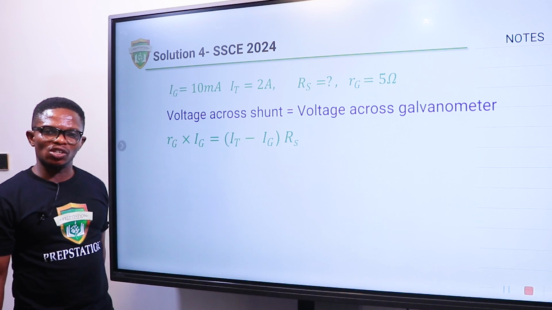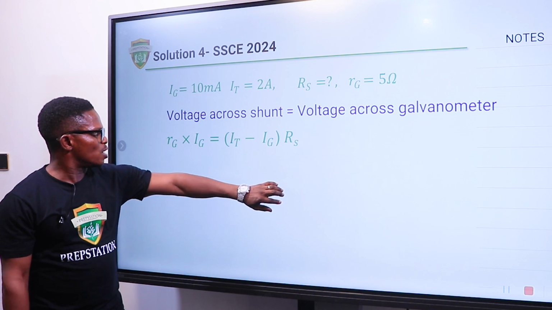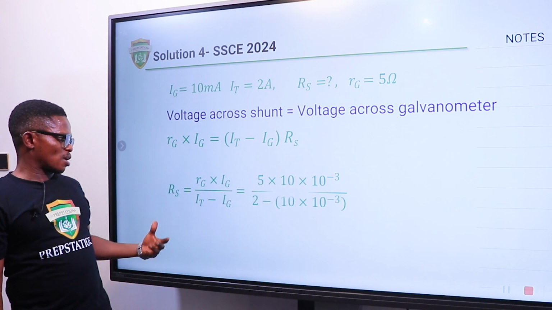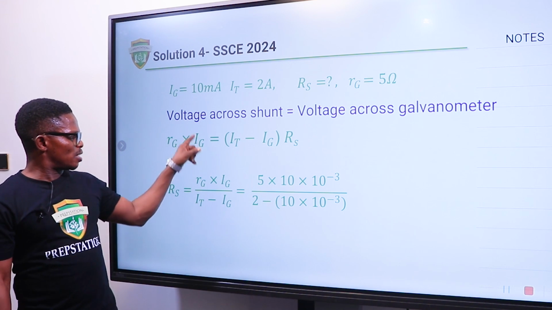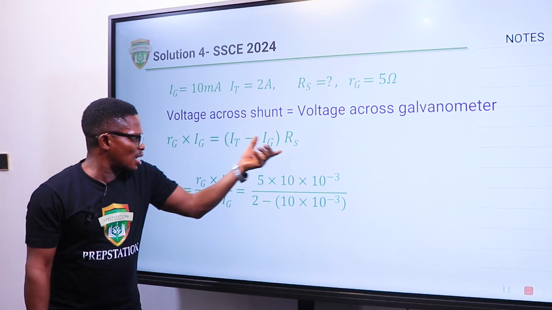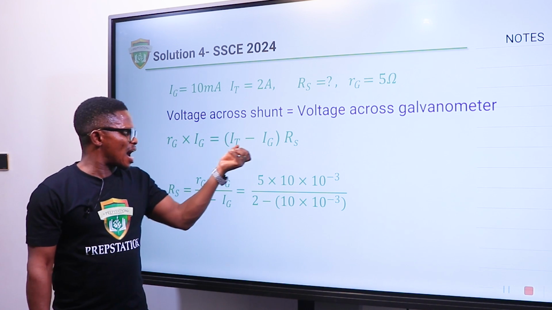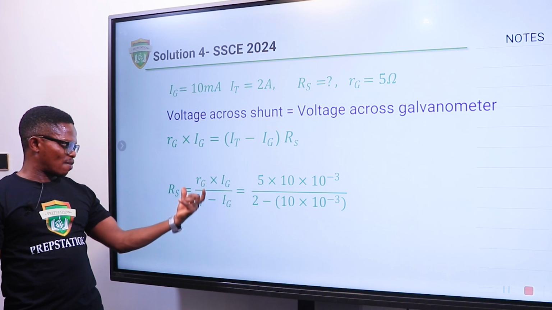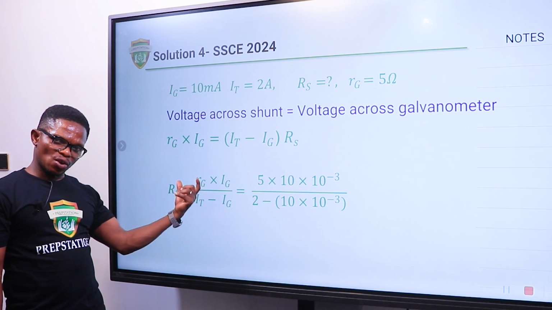Make RS the subject of the formula. So how do you do that? Look at it. If this is equal to this, so in order to get RS, divide both sides of the equation by what? IT minus IG. That is what I've done here. I believe it's clear enough.